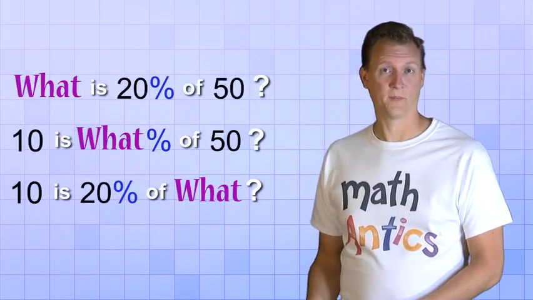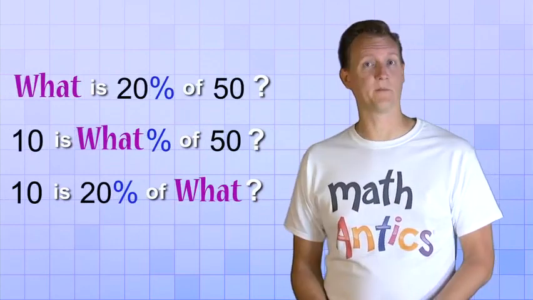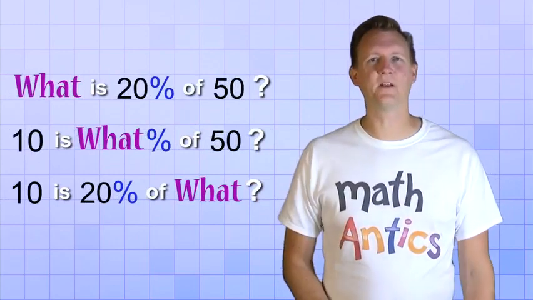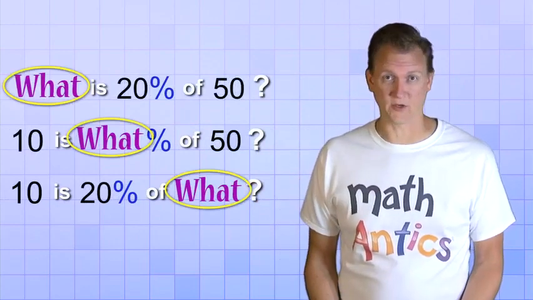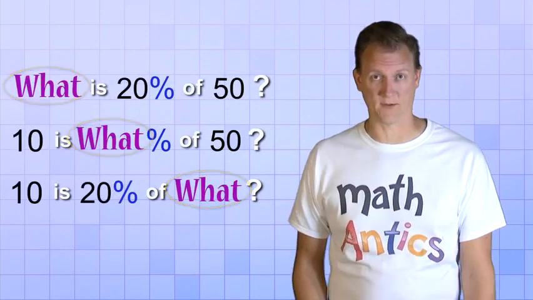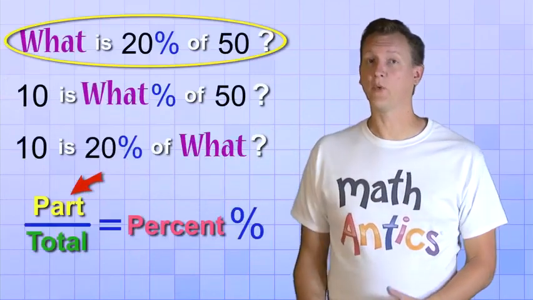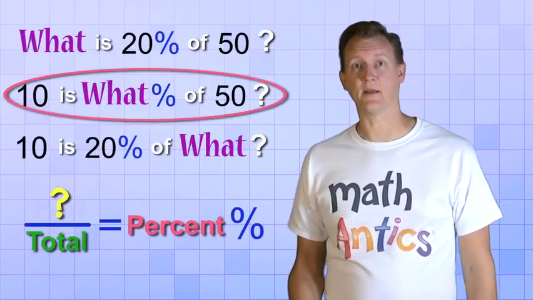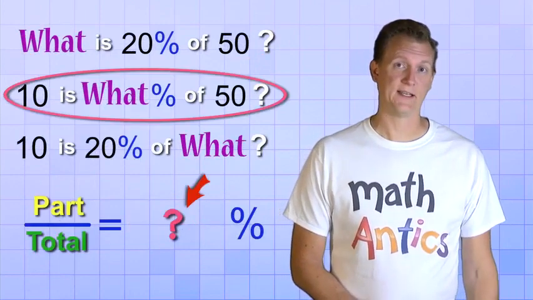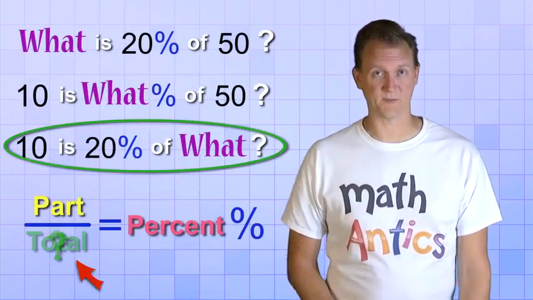Doing this is helpful because whenever you're given a problem involving percents, the first thing you need to figure out is what the problem's asking you to find. You know, which number is missing. In the first statement, the part we have is missing. In the second statement, the percent is missing. And in the third statement, the total is missing.